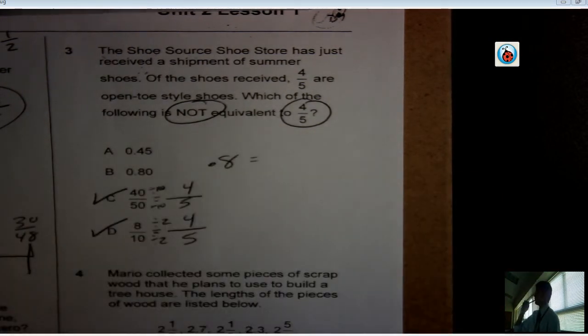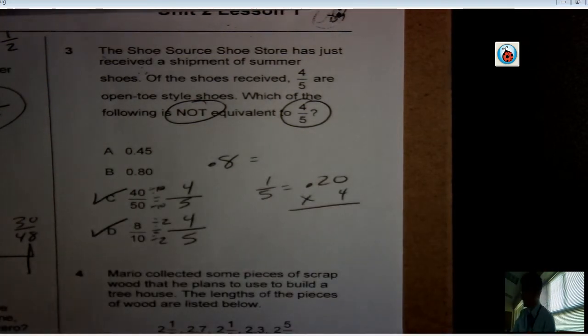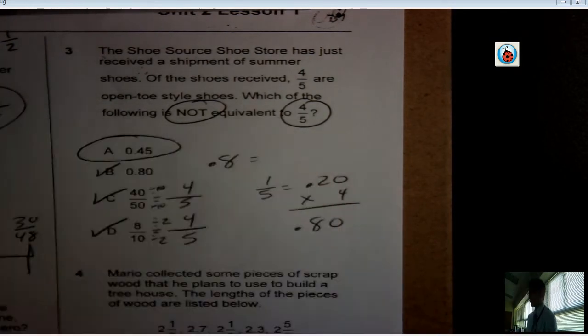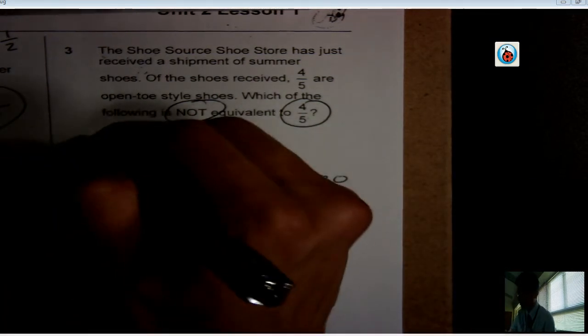How about 8/10? Is that the same as 4/5? Remember, what is 1/5, guys? 1/5 is what? It's 20, right? So 1/5 is 20 cents. What do we have if we have 4 of those? What would we get? 80 cents. So this one is also the same thing as 4/5. That means this is not the correct answer. Okay? 4/5 is not 45 hundredths. 4/5 is 80 hundredths. So that is a false answer.